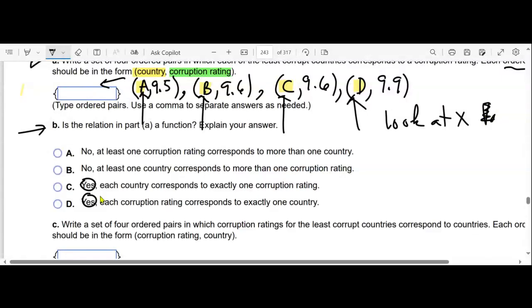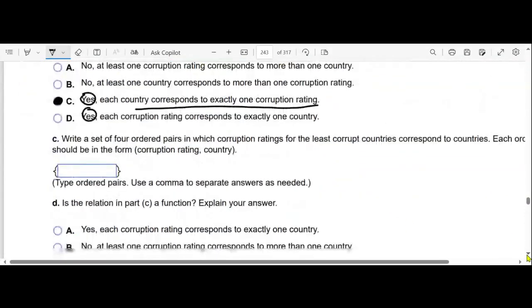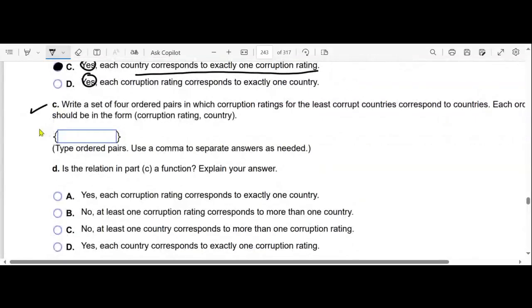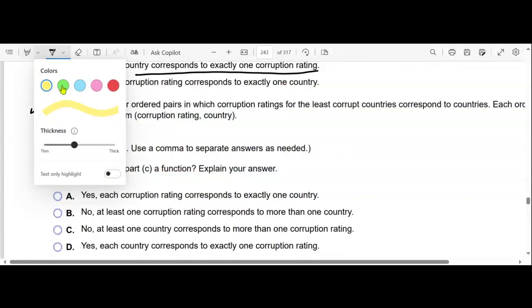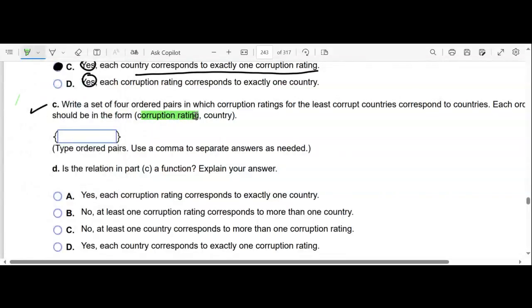So the answer will be what? Each country corresponds to exactly one corruption rating. It's not. So the answer is what? C. I need someone to read C. Yeah, go ahead. Write a set of four ordered pairs in which corruption ratings for the least corrupt countries correspond to countries. Each ordered pair should be in the form corruption rating, country.